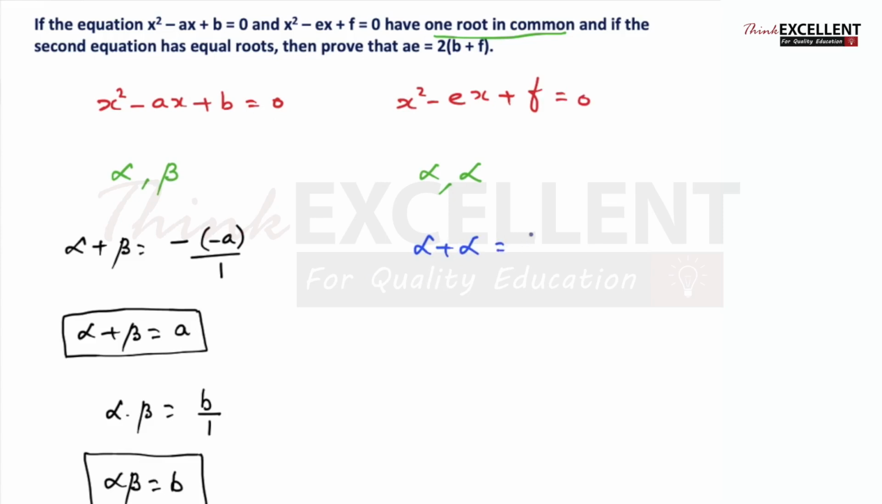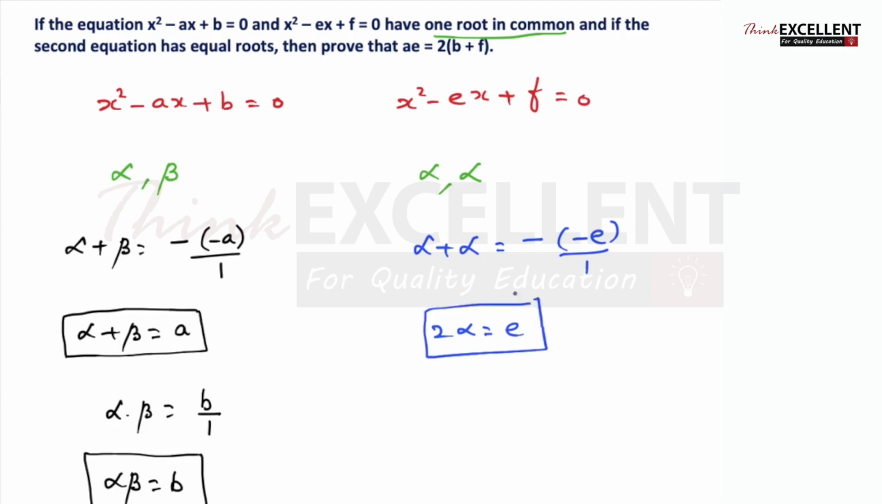Sum of the roots equals minus b by a. Instead of b, what do you have? Minus e, the coefficient of x, by a, whose value is 1, since the x square coefficient is 1. Alpha plus alpha, 2 alpha, equals minus minus plus, it is e by 1, it is e.